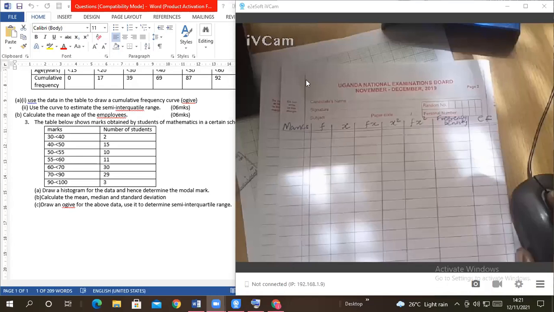Okay, so we have the marks right here now. We are going to write, remember we've agreed that these are class boundaries. 30 less than 40, then 40 less, oh, what is happening to this thing? It is disturbing me today. It is not even showing anything now.